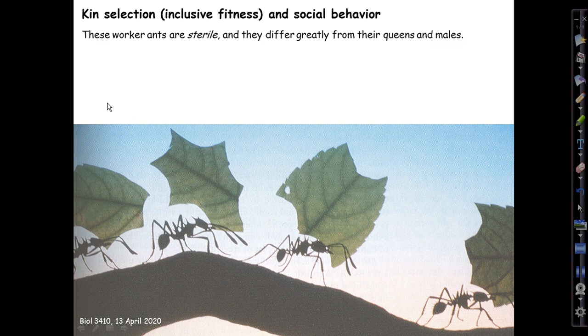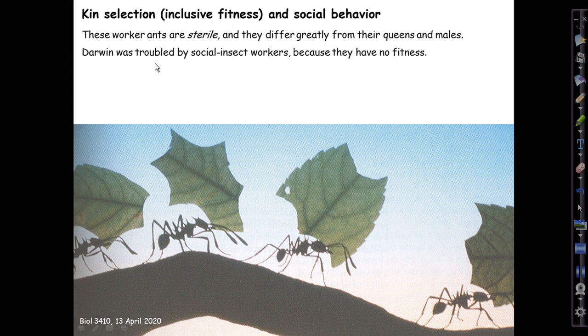It's best illustrated with social insects in the Hymenoptera, in particular ants, for reasons that you'll see by the end of the lecture. These worker leafcutter ants are sterile, as you probably know. They're sterile females. They differ greatly from queens and males, the reproductives of their species.